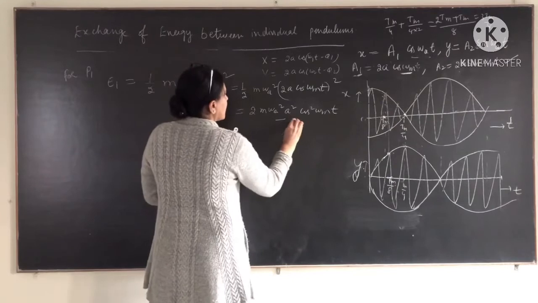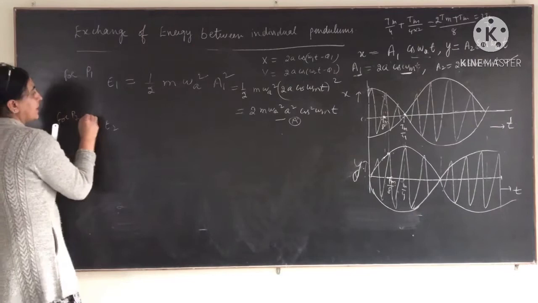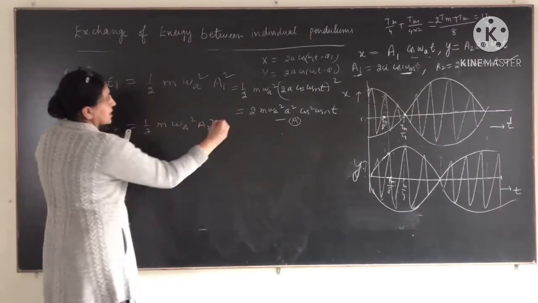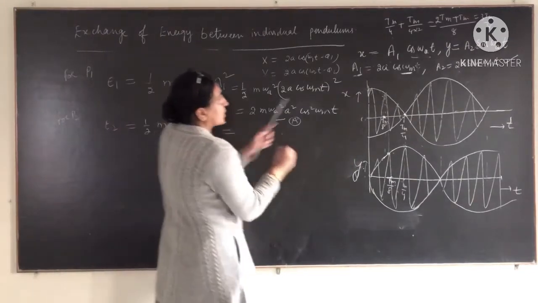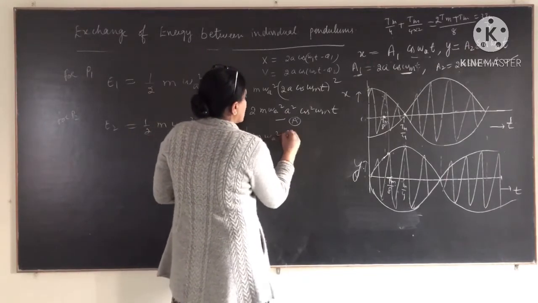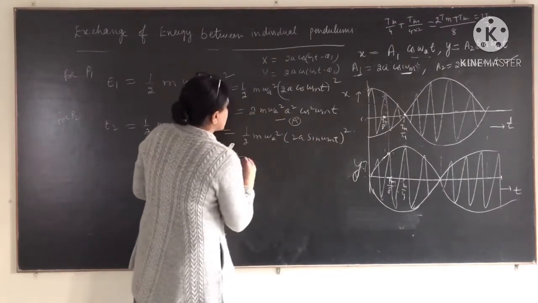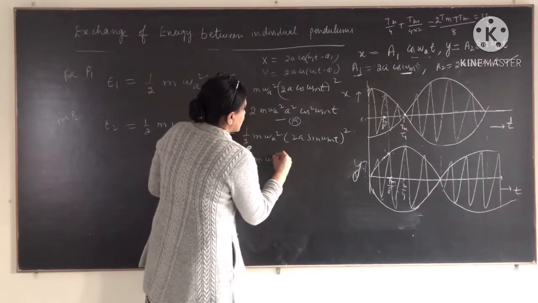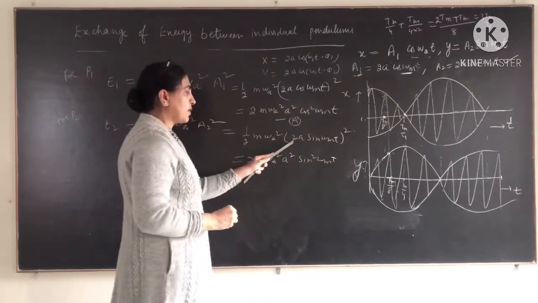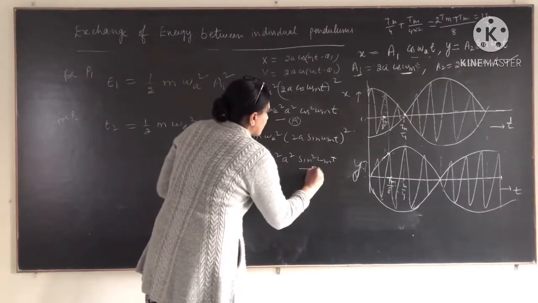Taking this as equation number A, then for pendulum P2, E2 is equal to half m omega square A2 square. Clear? And what is A2? Put the value of A2 from here, that is equal to half m omega square 2a sin omega m t whole square. So this is 2m omega square a square sin square omega m t. Here 2 2's are 4, that 4 goes with this 2, only 2 is remaining. Taking this as equation number B.